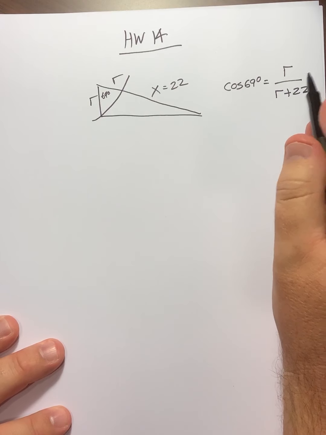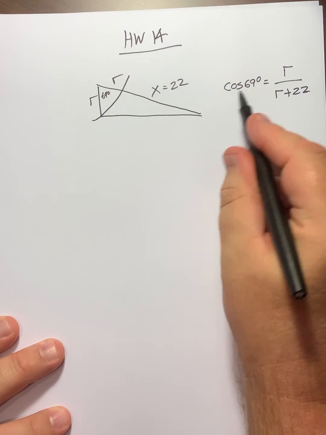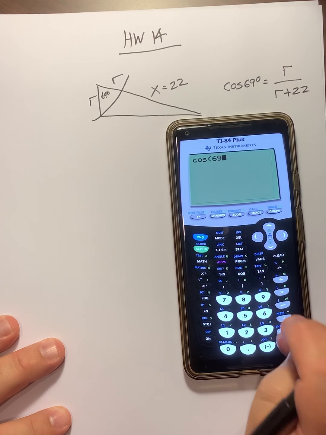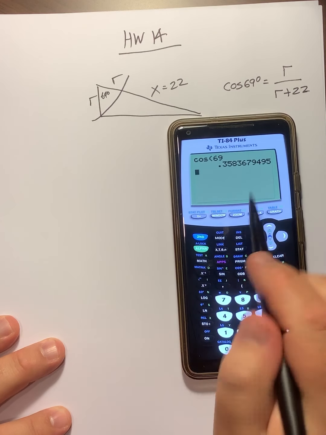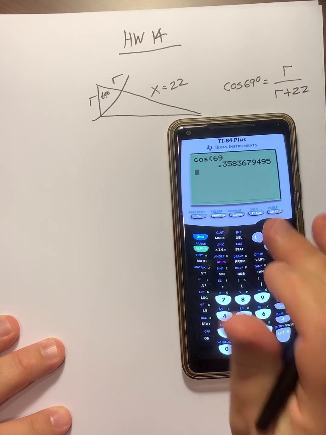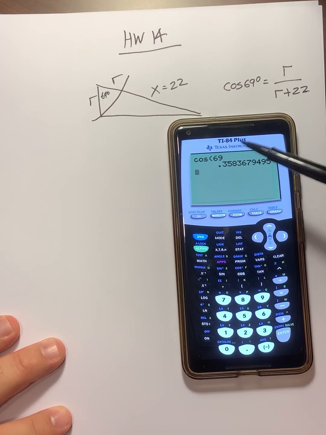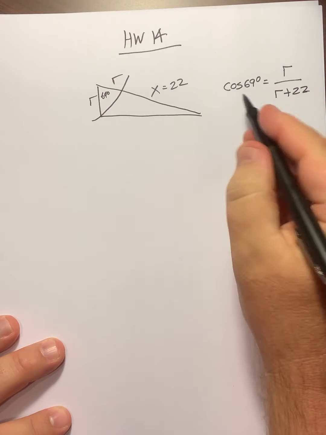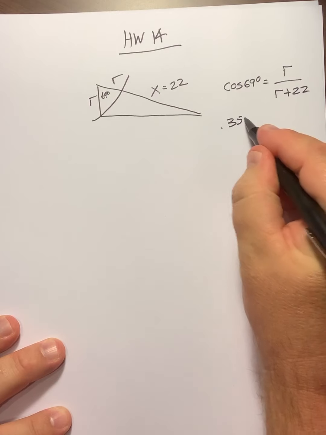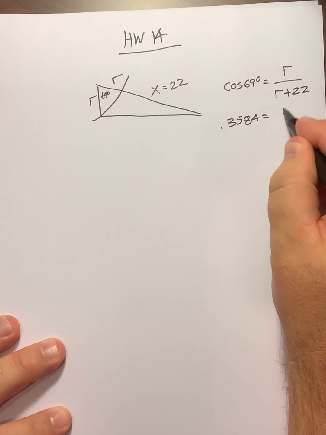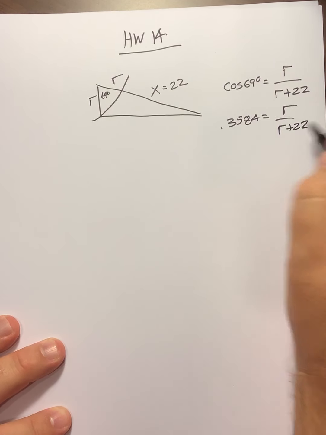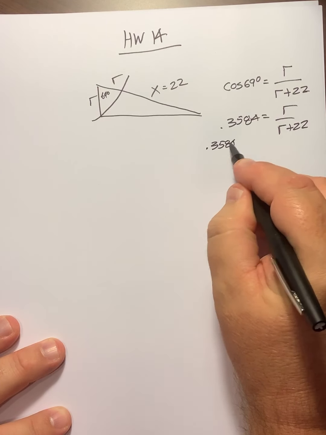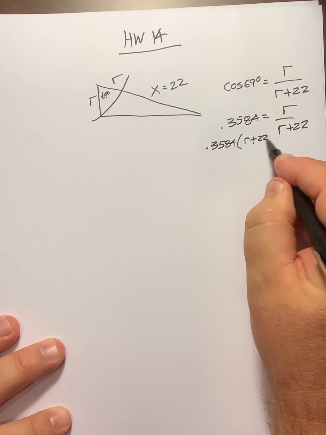Now, when we go to solve this, we need to do some algebra. So I'm going to multiply both sides by r plus 22. Actually, let's convert this. Cosine of 69 degrees is 0.3584. Usually when we're doing our work, not our final answer, when we're doing our work, we use 4 decimal places in trig. So 0.3584 equals this. We're going to multiply both sides by this, so then I'm going to get 0.3584 times r plus 22 equals r.